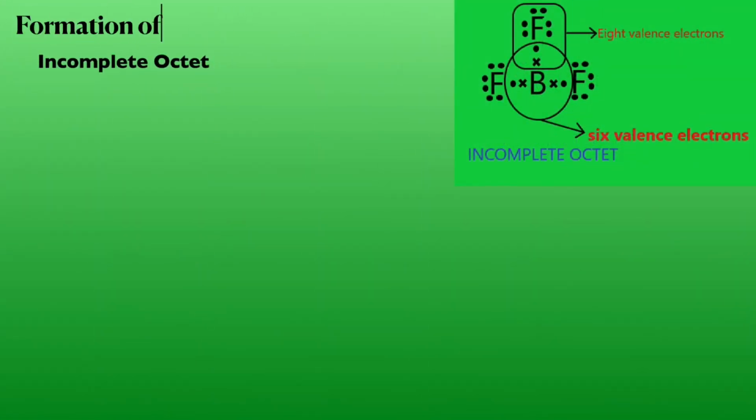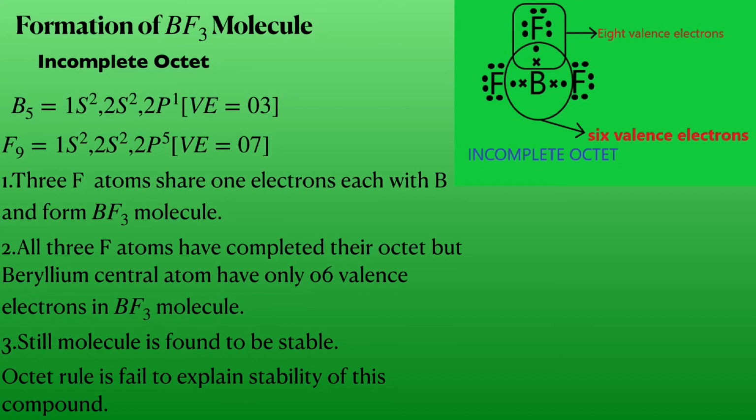Now let us consider the next example, that is formation of boron trifluoride molecule. Boron atomic number 5, its electronic configuration will be 1s2, 2s2, 2p1. So the total number of valence electrons will be equal to 3. Now fluorine atomic number 9, its electronic configuration will be 1s2, 2s2, 2p5. So the total number of valence electrons will be equal to 7.